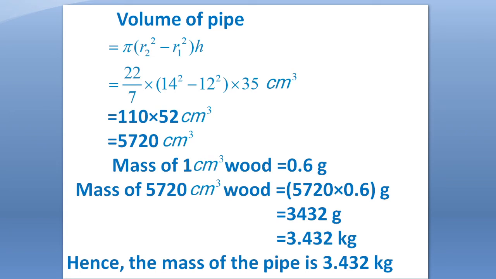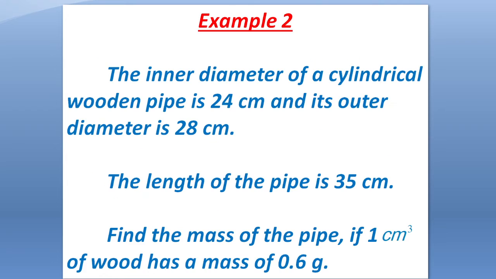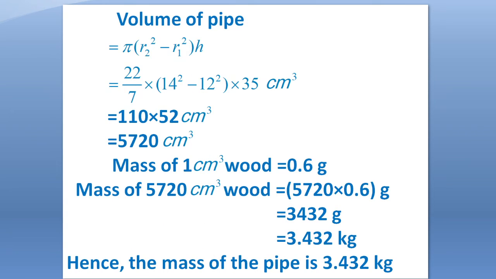Now we are given that mass of 1 centimeter cube wood is equal to 0.6 gram. Therefore, mass of 5720 centimeter cube wood is equal to 5720 into 0.6 gram, which is equal to 3432 gram. Convert it into kilogram. So divided by 1000 is equal to 3.432 kilogram. So hence the mass of the pipe is 3.432 kilogram.